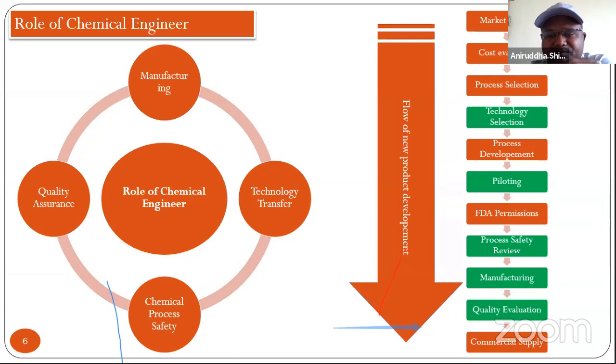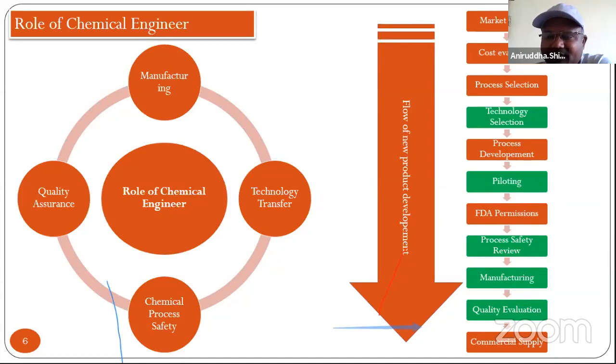Process development means in some grams, or 10 gram, 20 gram, 100 gram, up to 500 grams. Up to that level they are doing. After that, piloting is done on a 1 to 10 kg basis. The process is validated on a piloting basis of about 1 to 10 kg. So at this moment, they come to know the actual price of the product. If that price is not viable, then that product is sent back for process development.